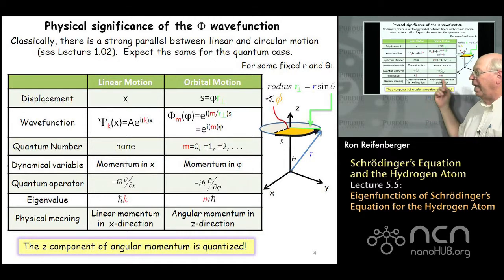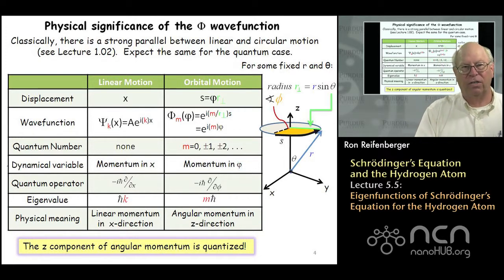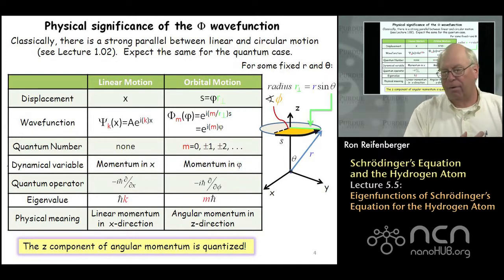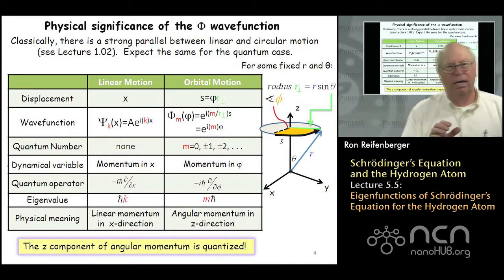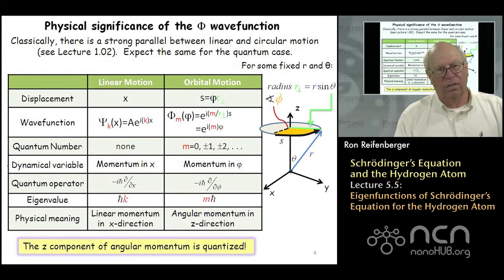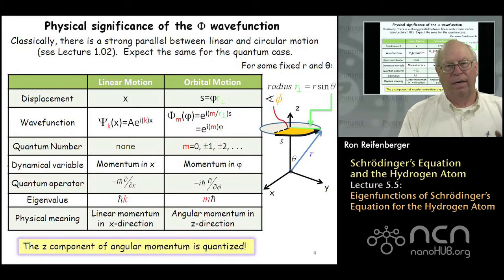And at the end of the day, what you realize is that the eigenvalue for the first differential equation for the wave function capital phi, the eigenfunction for that is just m times h bar, and this is interpreted as the angular momentum of the electron in the z direction. So this is just a preview of what's going to come.